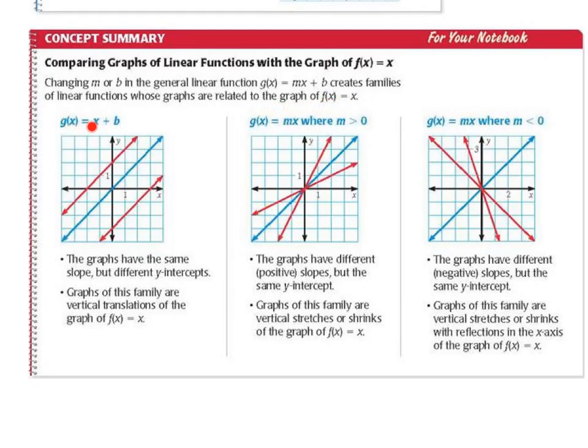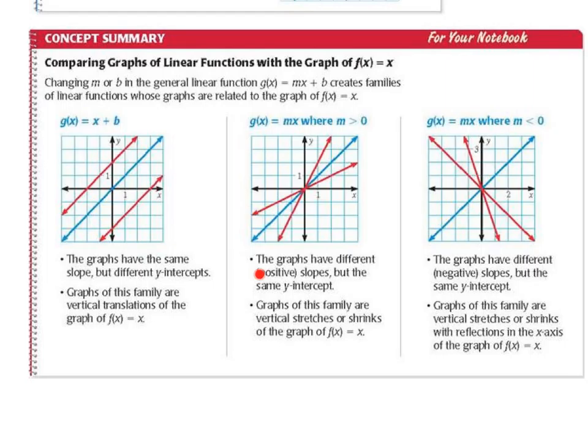Okay, so g of x equals x plus b. See how it's still x? So their slope is the same. See how if b changes, what happens? They're parallel lines. So it says the graphs have the same slope but different y-intercepts. So they're parallel. Graphs of this family are vertical translations of the graph. And what they mean by that is, see how we start at the origin and vertically shift up 2, or if it went down 1, 2, 3.